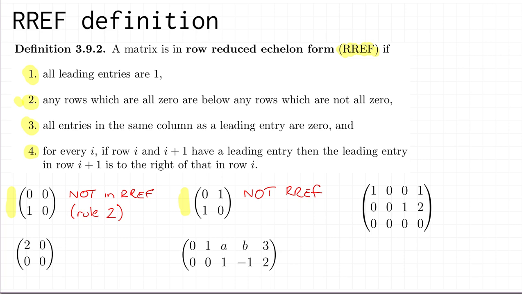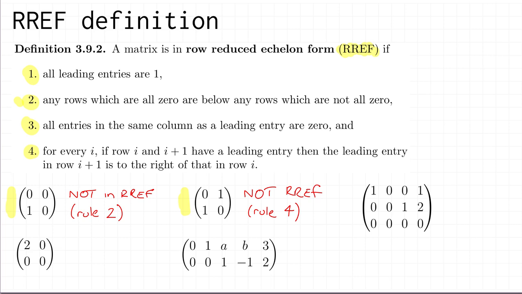It obeys rule 3 because if you look at the column of the leading entry in row 1, that's this column here, and all the other entries except for the leading one are 0. And equally, if you look at the column of the leading entry in row 2, that is this column here, again, all the entries except for the leading entry in row 2 are 0. So it's fine with rule 3 as well. But it doesn't obey rule 4 because the leading entry in row 2 is not to the right of the leading entry in row 1. So rule 4 is violated in this case.